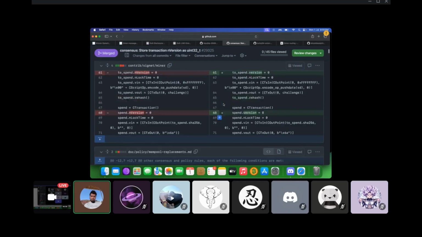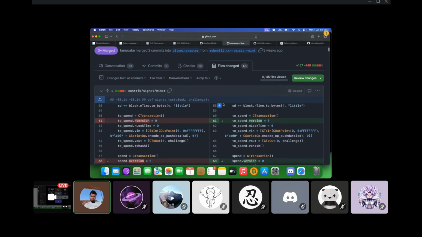So there are a few changes that have been made in this PR. One change is that version number was initially referred to as nVersion. All right. So if you go through the code, whenever you see nVersion, it means the version number of the transaction. Now instead of nVersion, we're using version, only version.